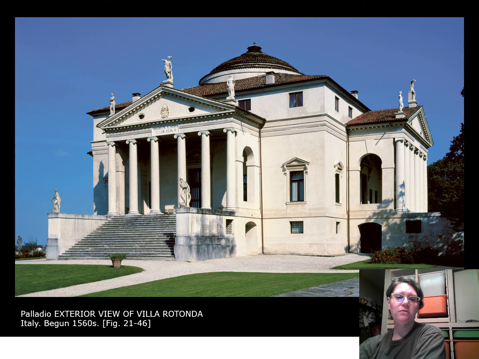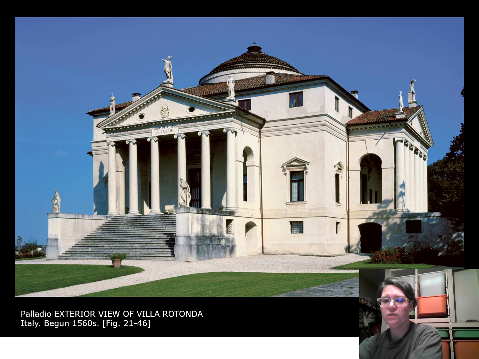This is Palladio's Villa Rotonda. You're looking at the exterior view of the Villa Rotonda. It's in Venice. They began it in the 1560s. And it's a private villa, which means it was only used as a summer residence for who we think were friends of Palladio's. It's near Venice, and it has a central cross plan. It also has a dome that is located at the central cross.